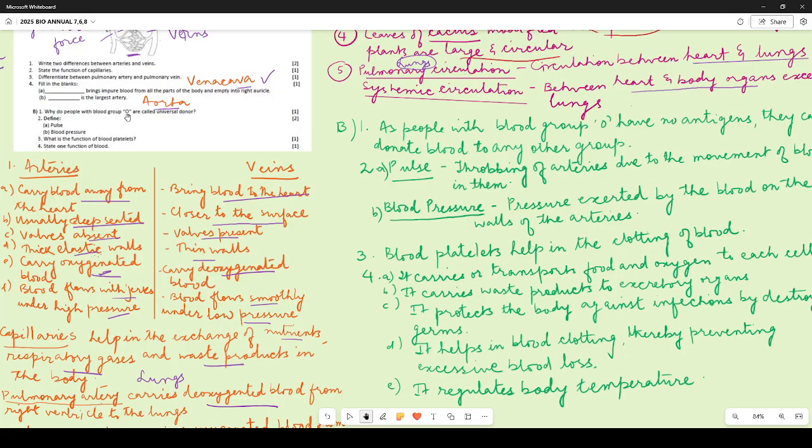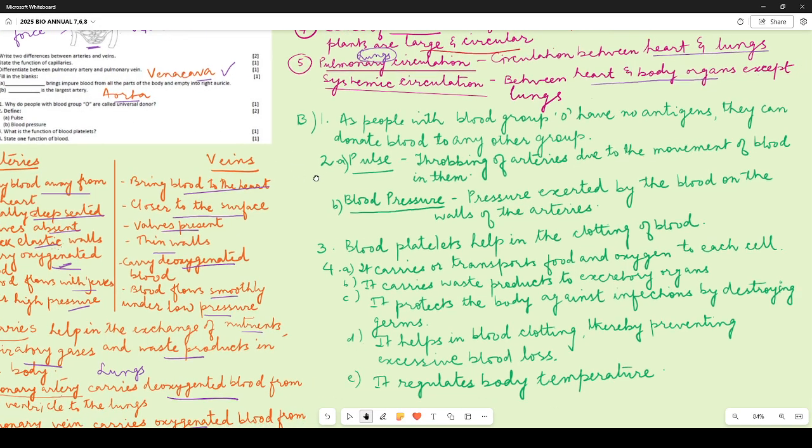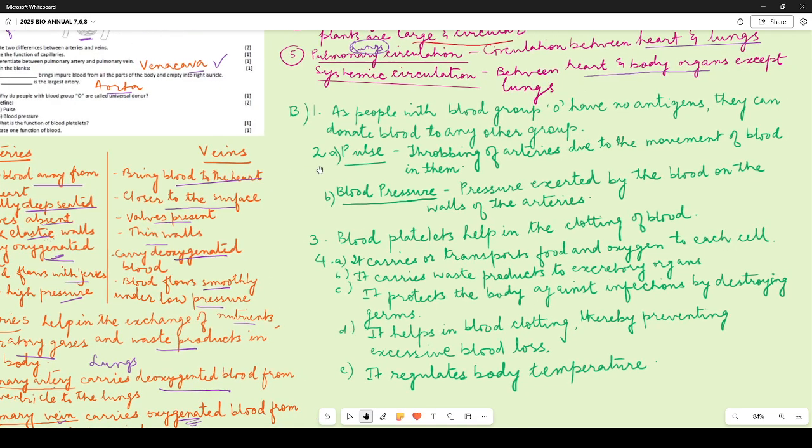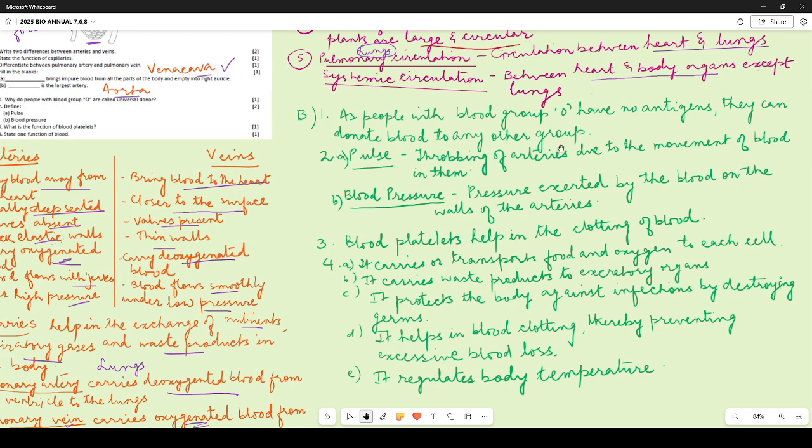Why do people with blood group O are called universal donors? Okay, so people with blood group O do not have any antigens, right? Remember when we were talking about antibodies? They are there to fight against antigens, and since blood group O does not have any antigens, they can donate blood to any other group because it does not matter what blood group is taking their blood, because there is no antigen. So there is no enemy to fight with.